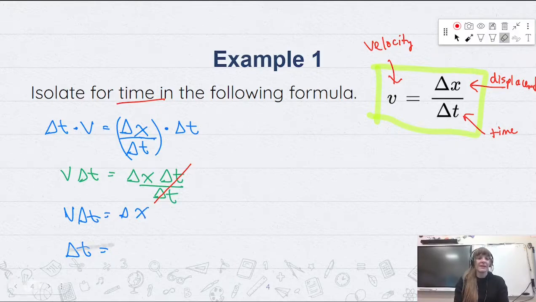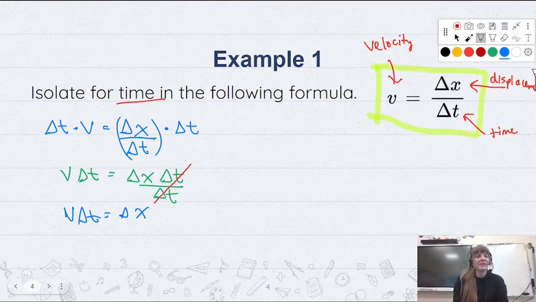Now I need to make some space here, so let's erase these things here for now. So we have delta X isolated, but we want to isolate for delta T. So we have to do one more step. And that step will be to move this velocity. So how do we move this velocity? Well, right now, velocity is multiplying delta T. We want to do the opposite of multiply. So the opposite of multiply is to divide. So I'm going to divide both sides by my V.